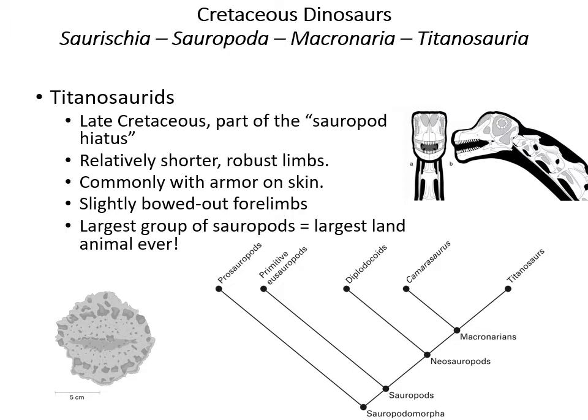These are kind of the end of what we call our sauropod hiatus, which we'll get to in just a minute. They are a little bit shorter and have very, very stocky limbs, and they also have some armor on their skin. So the image that you see in the lower left is an osteoderm. These are bony plates or little bony armor coverings that are embedded in the skin. Crocodiles have these today. Their limbs are slightly bowed out, so they almost have a stocky dog type appearance in their limbs, but these represent the largest group of sauropods and thus the largest land animals that ever lived.